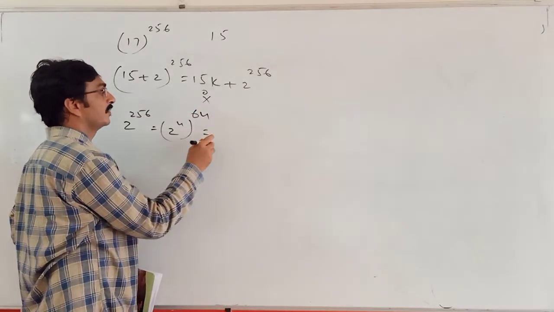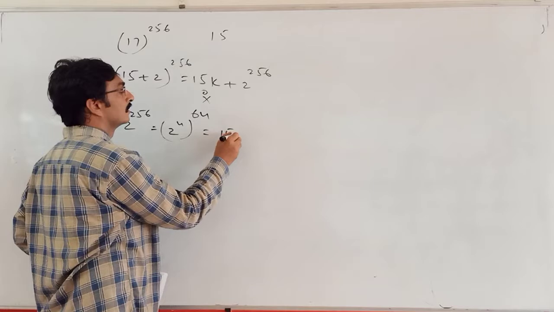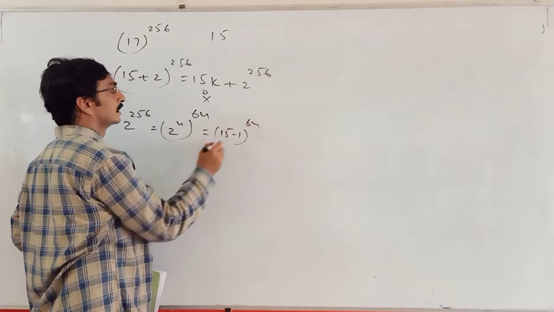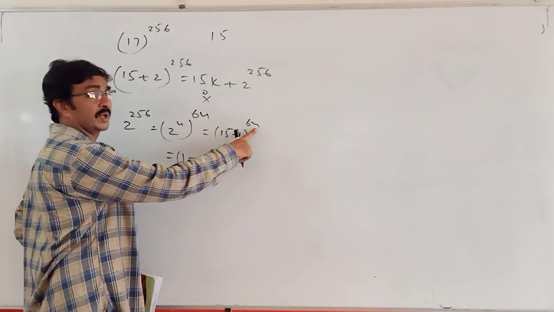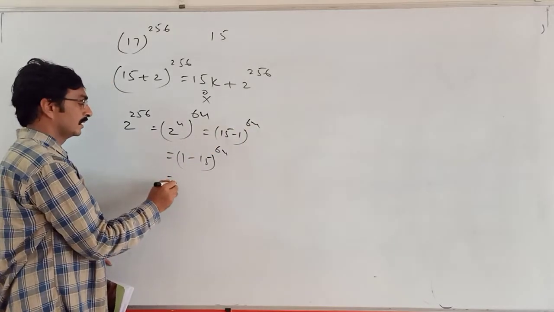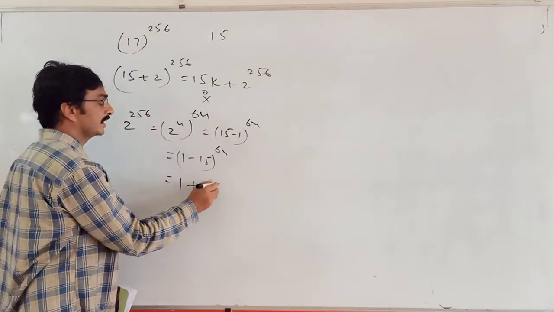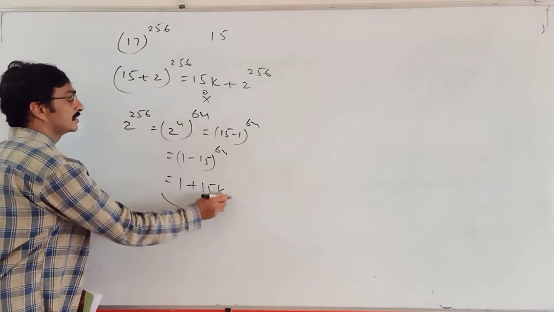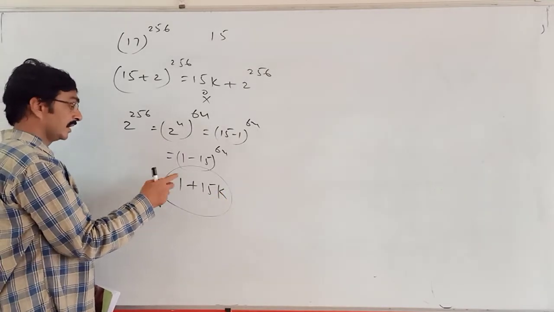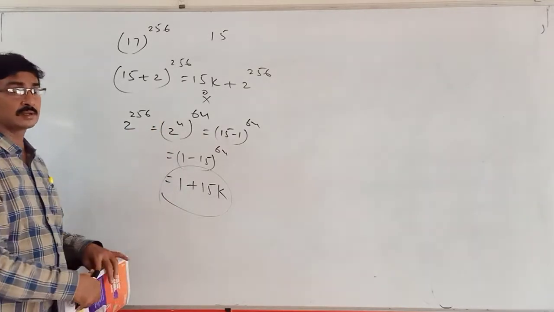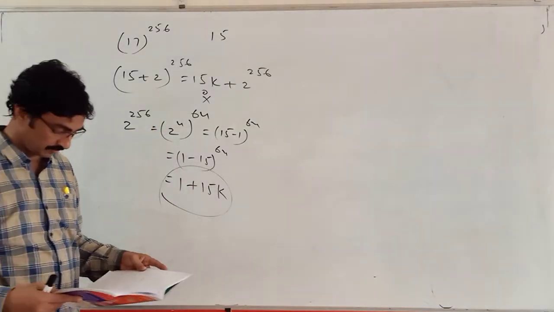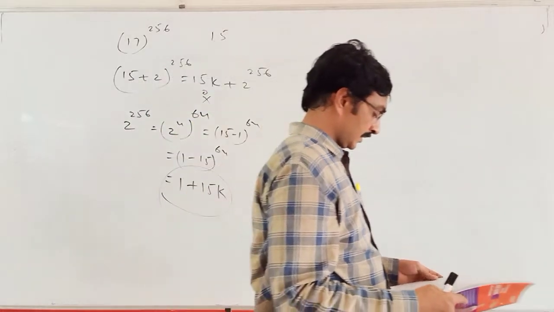So 16 can be expressed as 15 plus 1. That is nothing but 1 minus 15 whole power 64 because the power is an even number. So this is 1 plus 15k. So this is also divisible by 15. So the remainder of this one when divided by 15 is 1. So finally the answer is remainder 1. Okay.